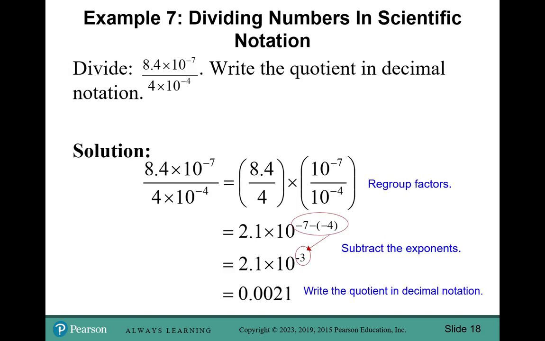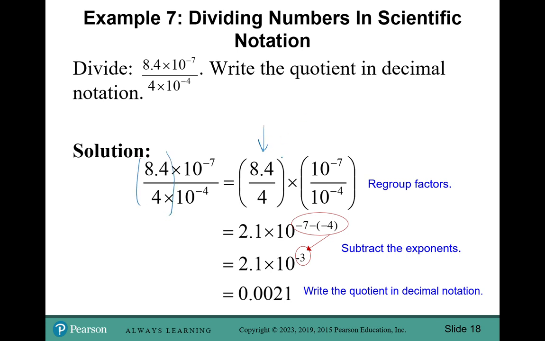So, our question says to divide 8.4 times 10 to the negative 7 divided by 4 times 10 to the negative 4. Write the quotient in decimal notation. Our solution here: we're simply going to keep the numbers out front together. That's what it does in the first step, right here.